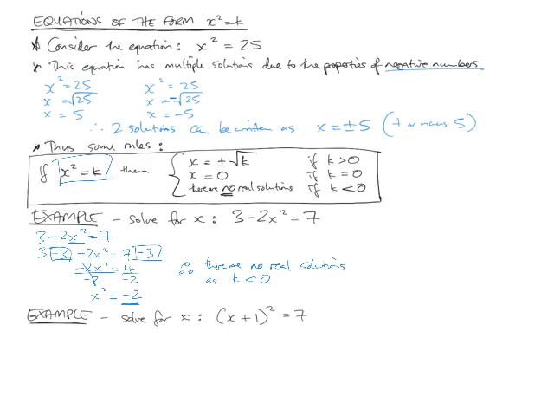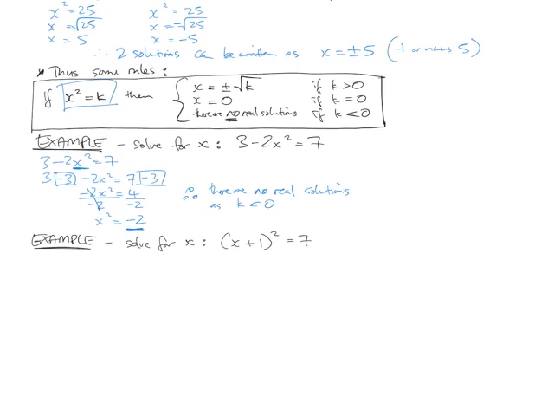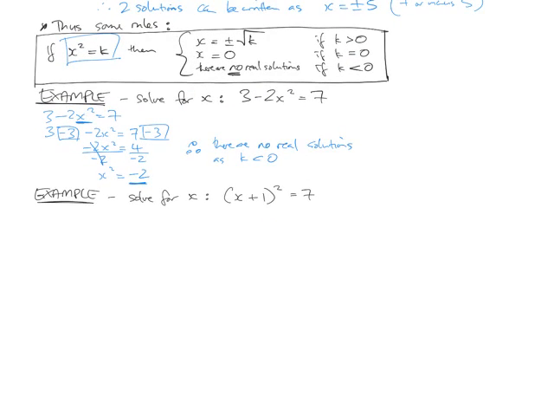Okay, if say this was positive 2, then your answer would be plus or minus square root of 2, but in this case, because k, the number on the right hand side of x squared, was a negative number, it's less than 0, there are no real solutions. Alright, so that's an application of that rule directly. Alright, so let's have a look at this.